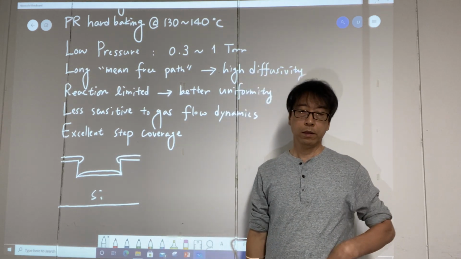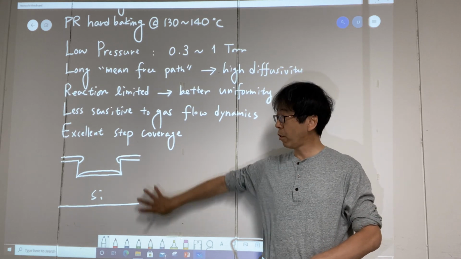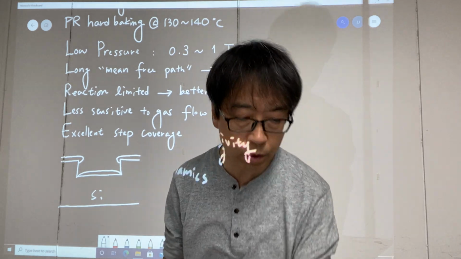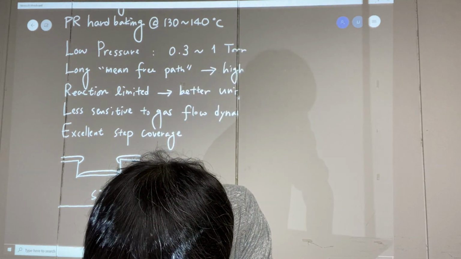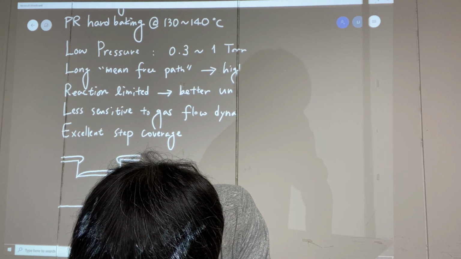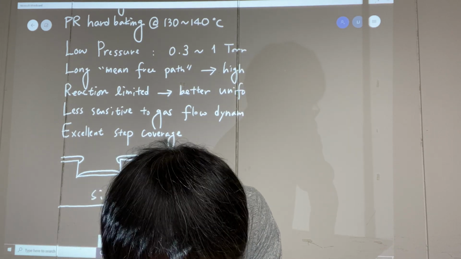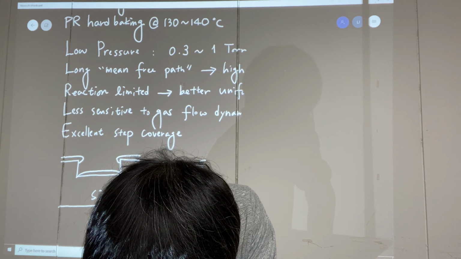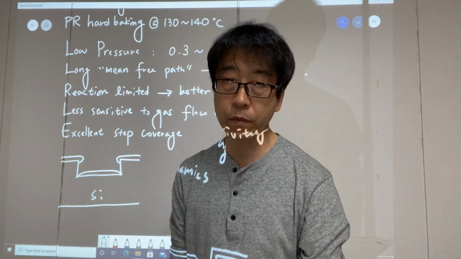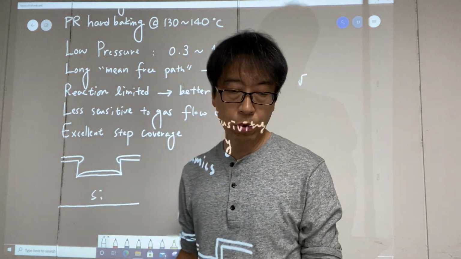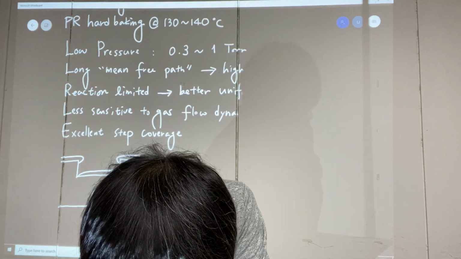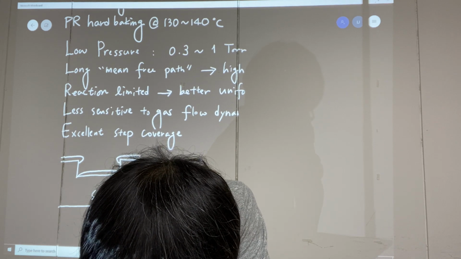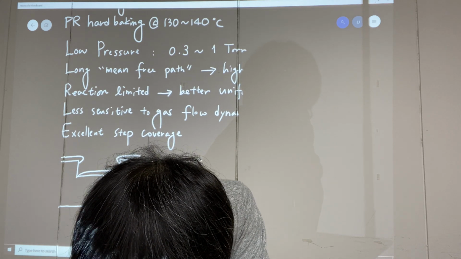In this case, we say that this process is diffusion limited. However, if your process is reaction limited, diffusion occurs so well that the deposition is uniform, or conformal, over the whole surface. So we say that this deposition is conformal.